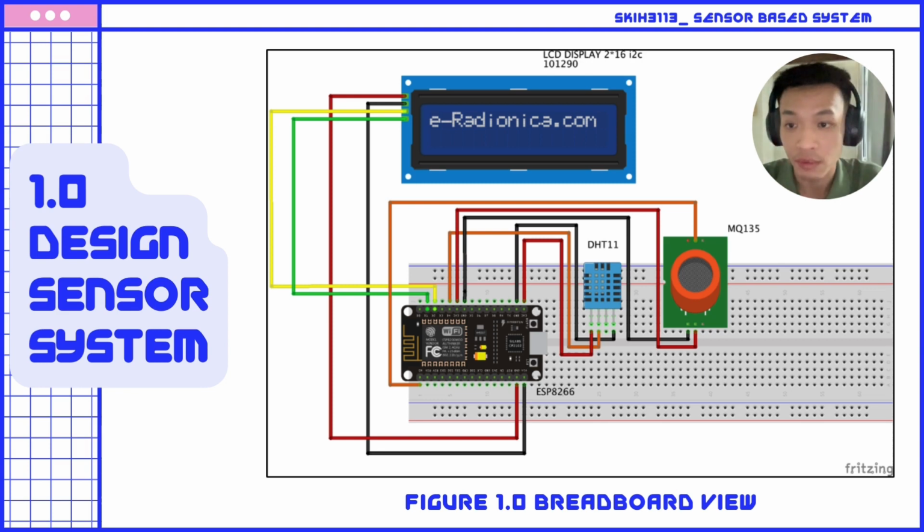Continuing with the DHT11 sensor. This sensor is employed to measure temperature and humidity levels in the environment. It provides accurate readings and is essential for monitoring indoor conditions.